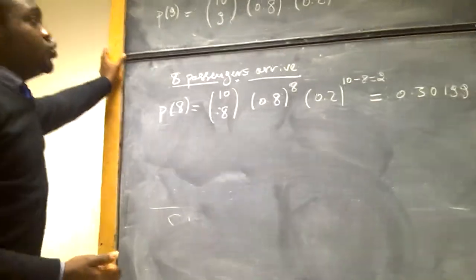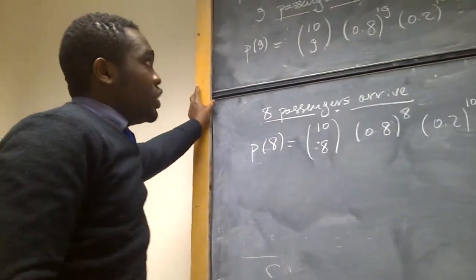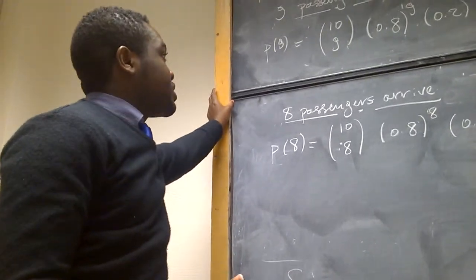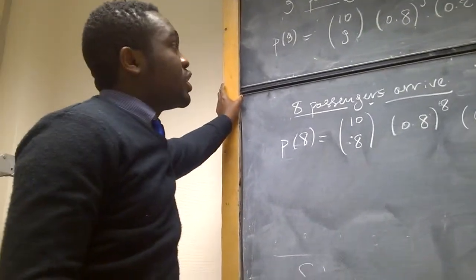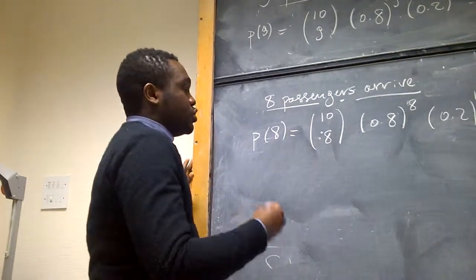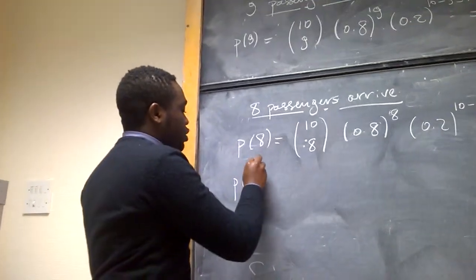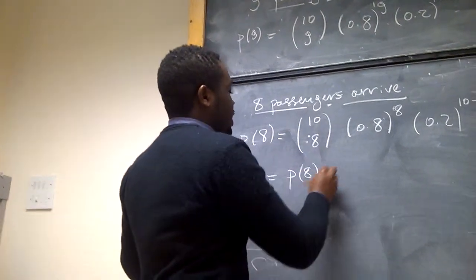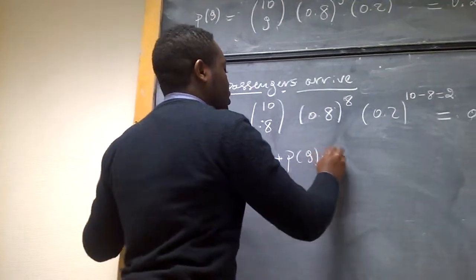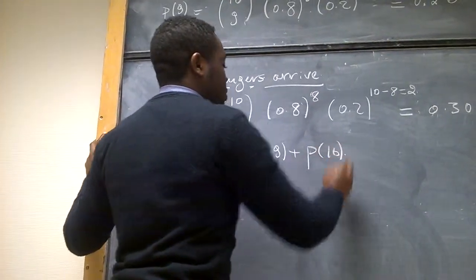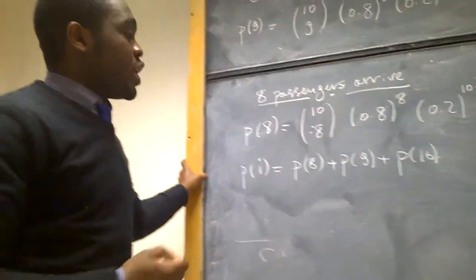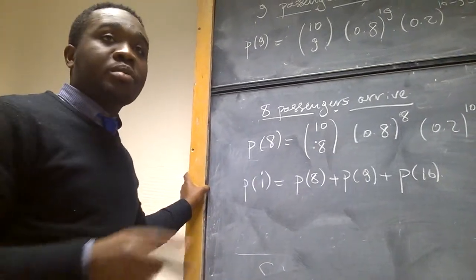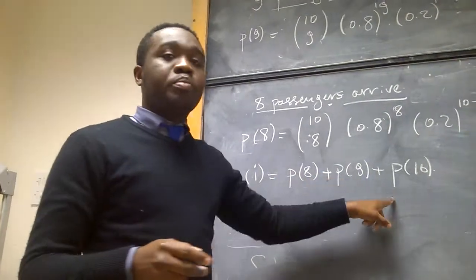So, for the plane to take off full, we'll have, as I said before, 10 passengers arriving, or 9 passengers arriving, or 8 passengers arriving. Then the probability for the plane to take off will be P of 8 plus P of 9 plus P of 10, because in probability, where the possibilities are joined by "or", we use the sign plus.